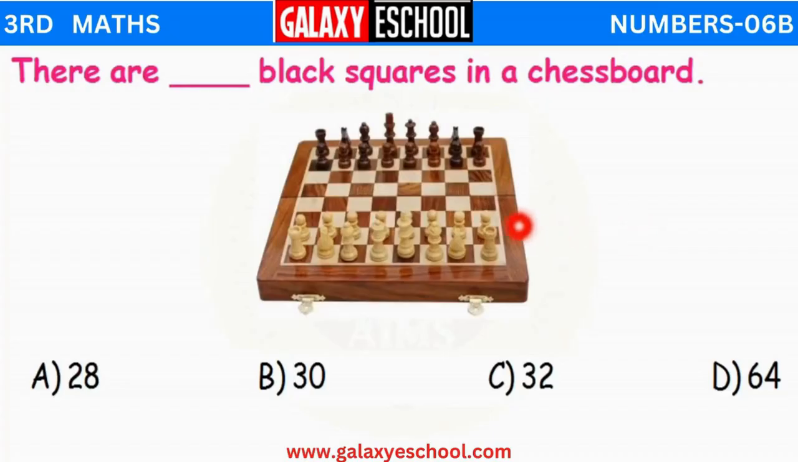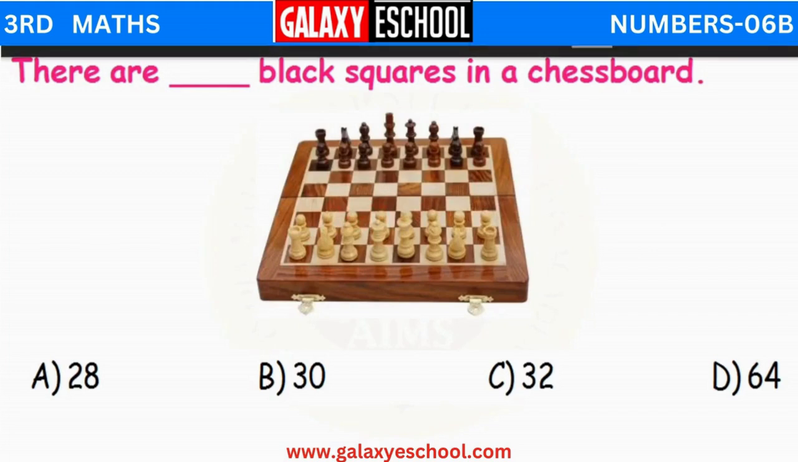Hello children. There are dash black squares in a chessboard. Now here you can count, children. Black, you might say, where are black squares here? There are only brown and white. Yes, but in a chessboard actually there are two colors of squares.